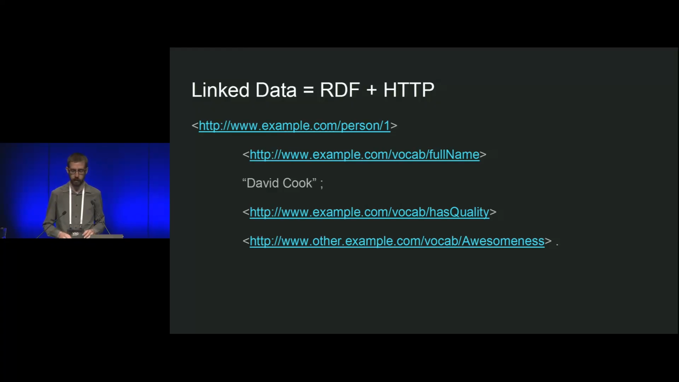Typically, each of these parts is a URI, like you can see up there, but sometimes it's just a literal string. Looking at this example up on the screen, which is written in Turtle, which stands for Terse RDF Triple Language, the first line is the subject. The second line, I'm not going to read the full URI, but the one ending in full name is the predicate, and in this case, the object is the string David Cook. So I'm person 1, my full name, David Cook. Pretty easy.